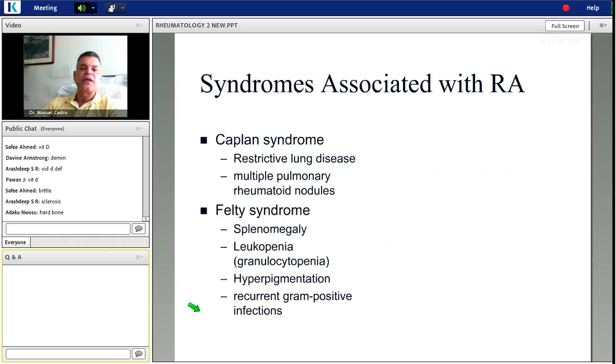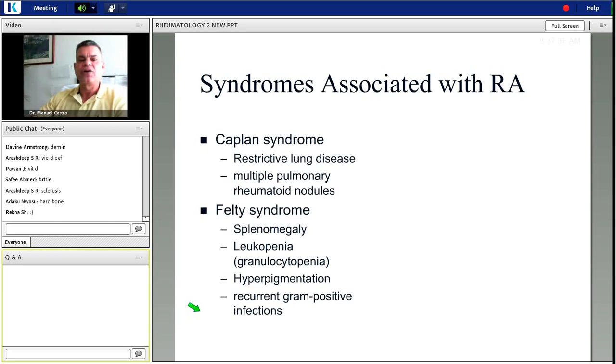Now, rheumatoid arthritis can be associated with other conditions. It is called Kaplan syndrome, with a C, not with a K. When you have rheumatoid arthritis with a restrictive lung disease affecting the actual lungs, multiple pulmonary nodules, and a restrictive lung disease, it's called Kaplan syndrome.